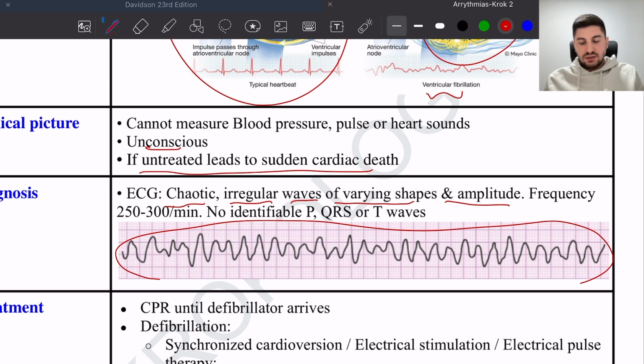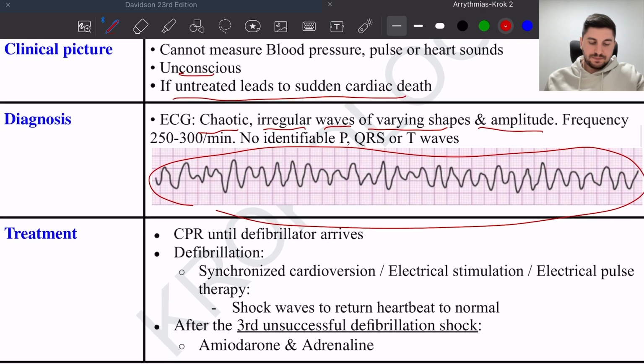So as you can see, this is the ECG of ventricular fibrillation. It's chaotic waves. There is no recognizable P, QRS, or T waves. The frequency is very high, between 250 to 300 beats per minute.